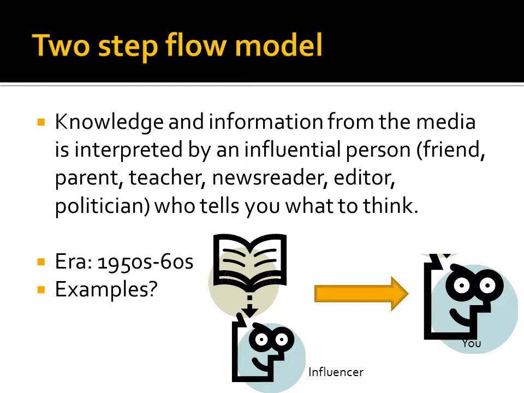The two-step flow model is based on the idea that information and knowledge from the media is interpreted by somebody who influences you, an influential person who you trust, a friend, a parent, a teacher, a newsreader, a journalist, an editor, a politician, somebody you trust, somebody authoritative who tells you what to think. This has some appeal. This makes some sense. You don't have to go and read the information yourself. Somebody else reads it, understands it for you, and summarizes it to you or tells you the important bits.